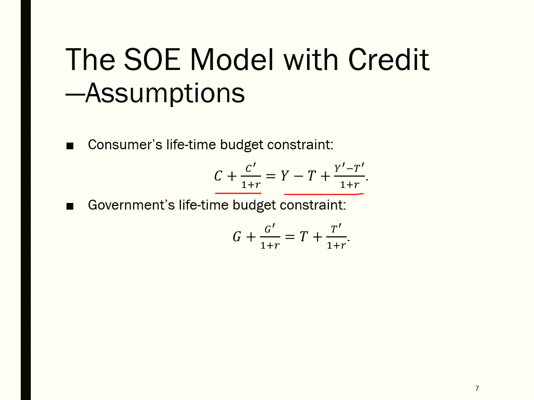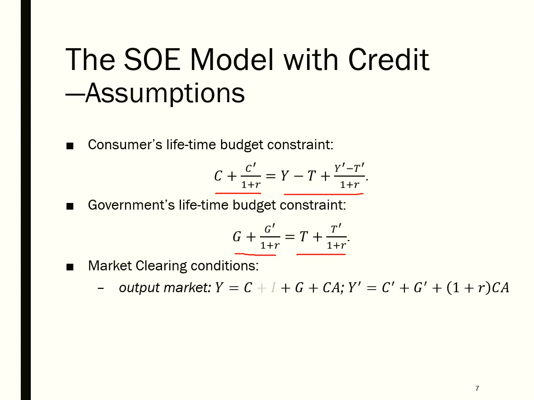Secondly, the government lifetime budget constraint can also be written in a similar way. The left-hand side is the present value of government expenditure, and the right-hand side is the present value of tax revenue. There are also changes on the market clearing conditions after we introduce the small open economy assumption. For example, in the output market, the aggregate demand of output can now be decomposed into C plus I plus G plus net export. In this simple model, the net export is basically the current account, and we assumed away the firm's production function, so I can be ignored here.